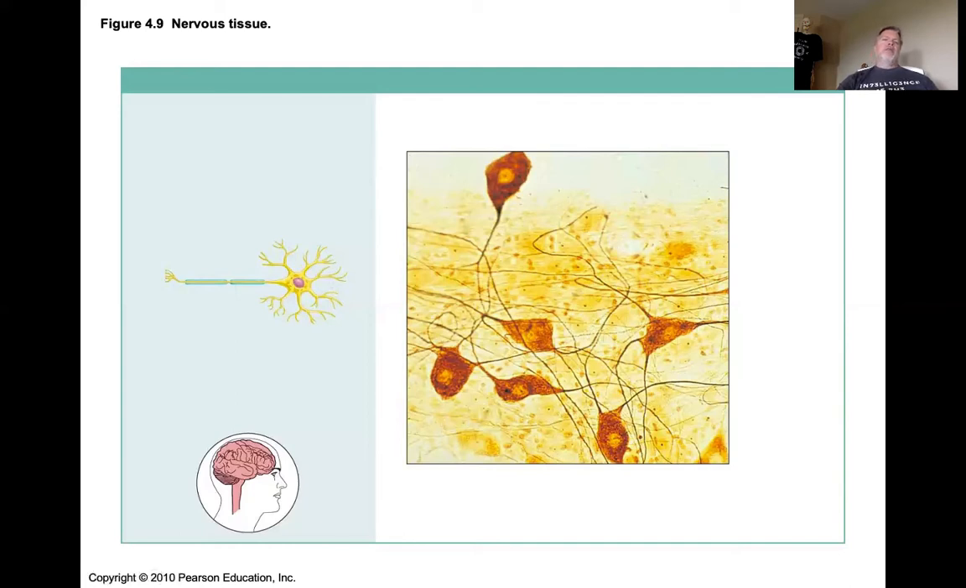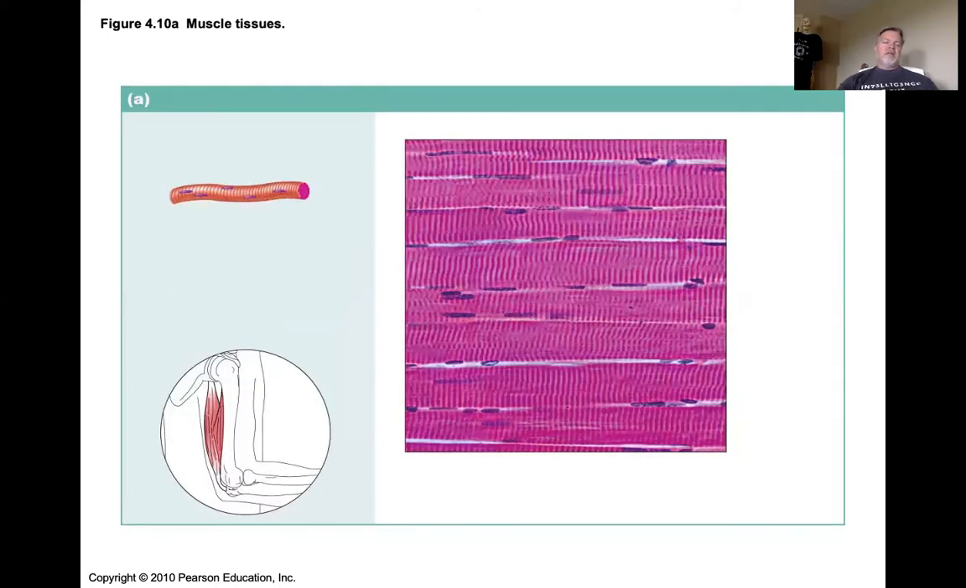Okay, there are many other cells within the nervous system, and we'll get to those when we study the central nervous system and, well, just the nervous tissue in general. Okay. My last set of tissues, and there's three of them here, we're going to talk about muscle tissues. Now, this one you're first looking at, this is skeletal muscle.